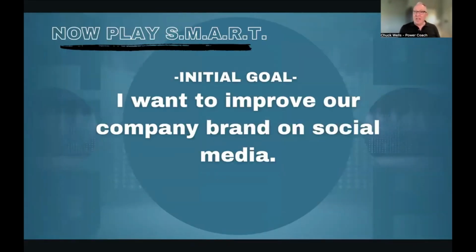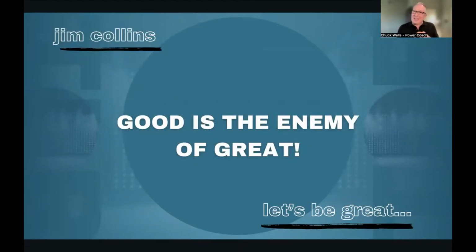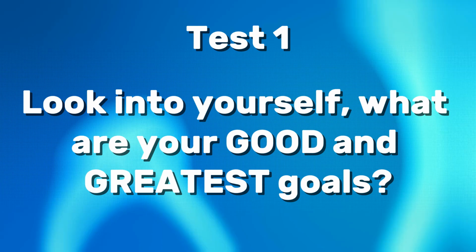Here is an initial goal. I want to improve our company brand on social media. I mean, it's a goal, right? We know what the intent is behind this goal. However, a good goal can be the enemy or the thief of a great outcome. It is said by Jim Collins in Good to Great that good is the enemy of great. Good is simply settling. Great is not settling. And great is playing to win. So let's be great.